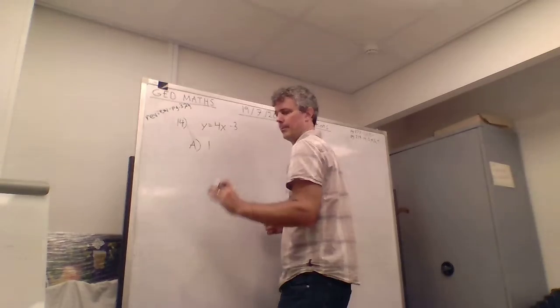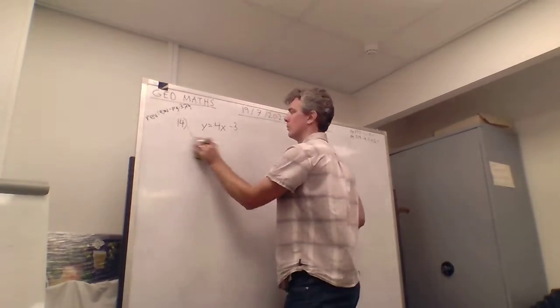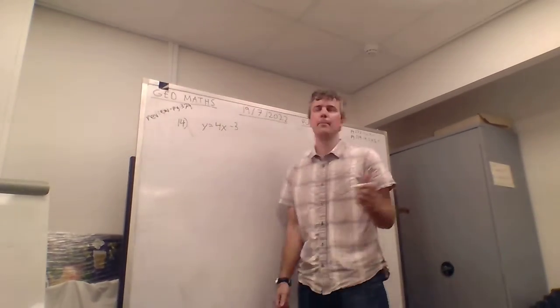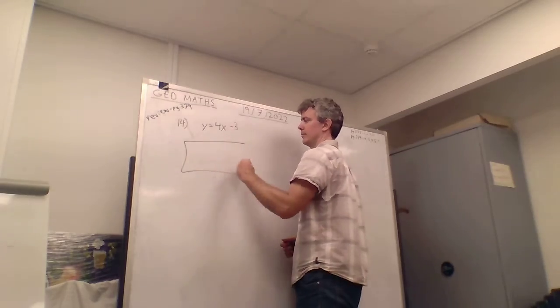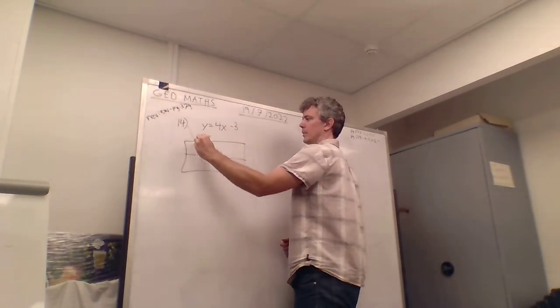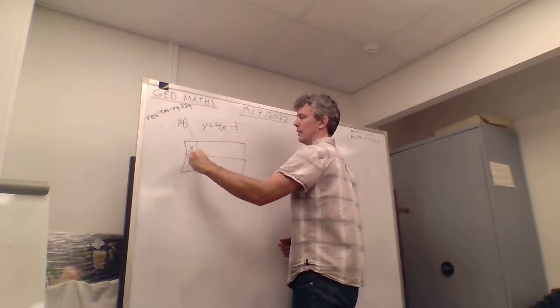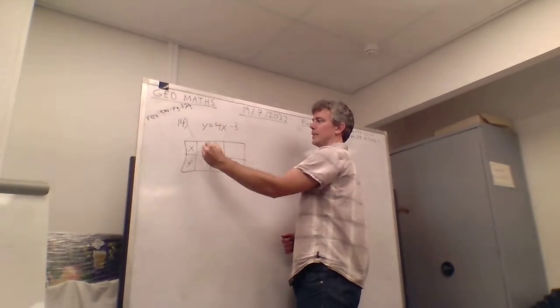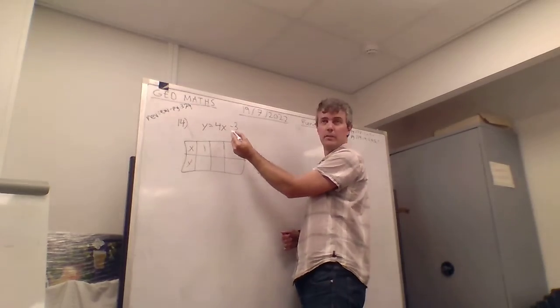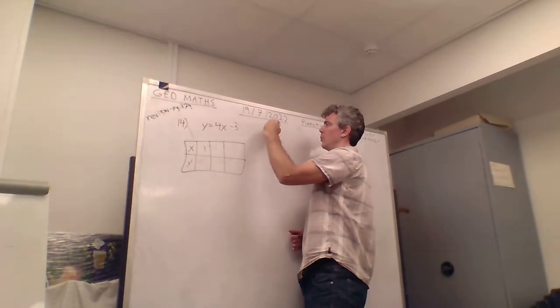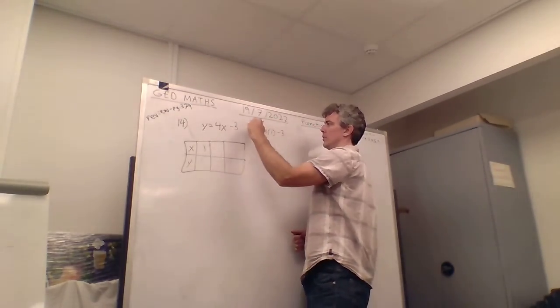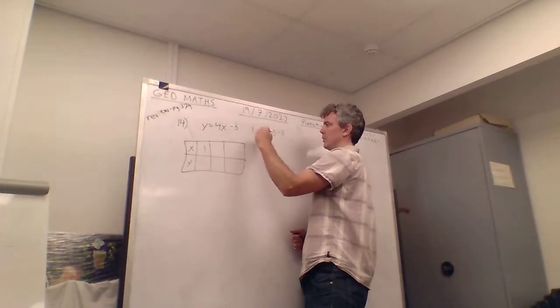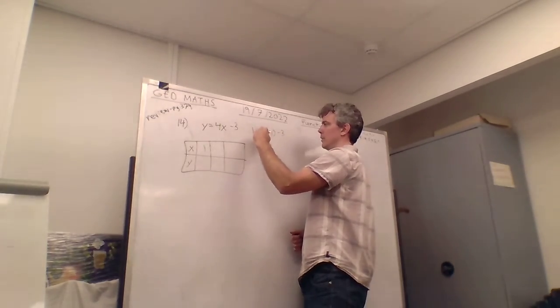But how about, you know what? What you should do is like this. So you do your table, right? x and y. We'll just do 3, we're not going to need more than that. So x equals 1, y equals 4 times 1 minus 3. y equals 1.